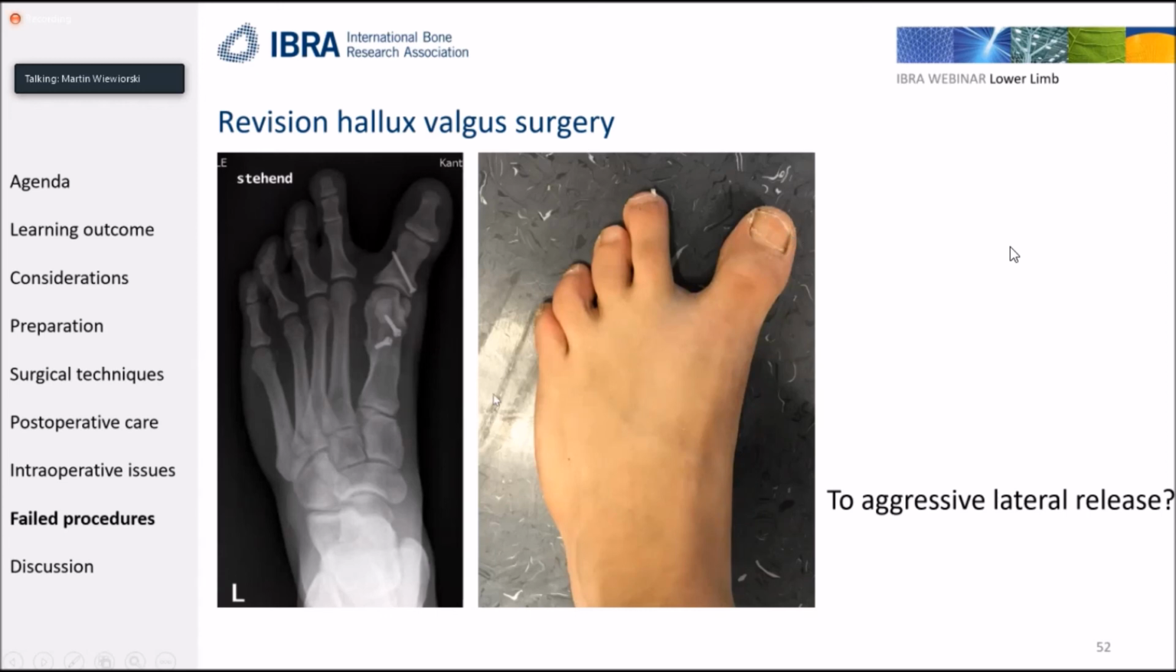So I think what happened here was the release was too aggressive. You can see that the sesamoids are all the way to the medial side. I mean, the osteotomy and whatever distal osteotomy was done here, maybe a scarf, they healed sufficiently, but I think she was just over-released. So we had to take care of that.